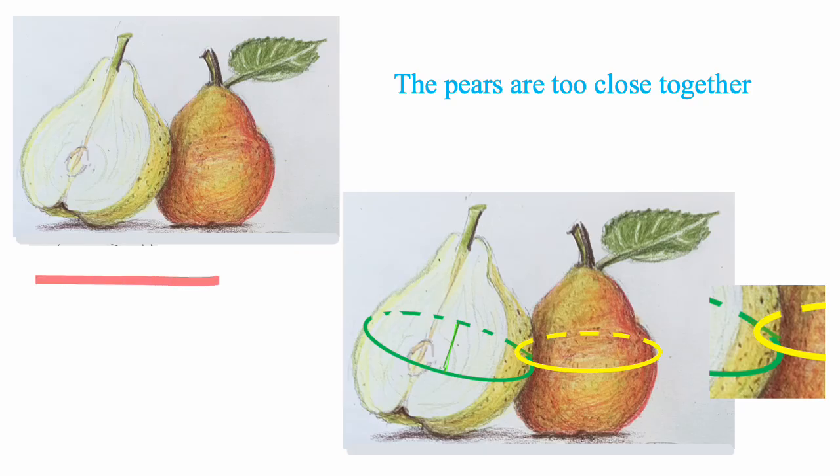These 2 conical pears are too close together. And how do we know that? Draw the elliptical diameter of each one. And if they intersect, then they are too close because they can't occupy the same space.